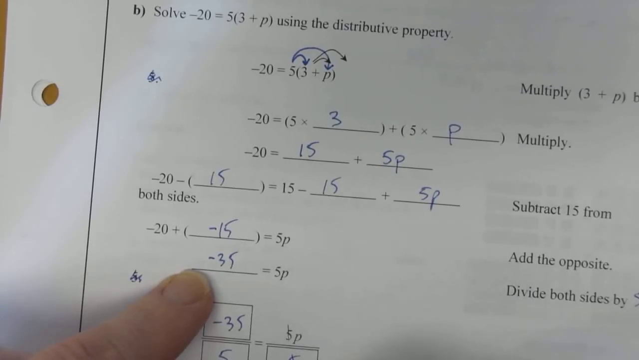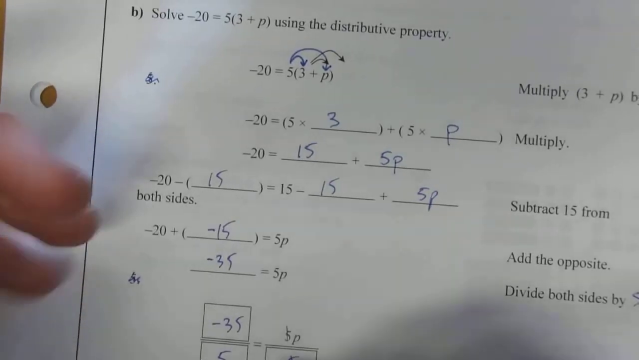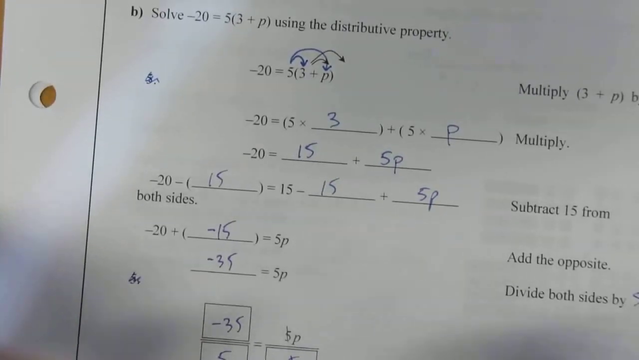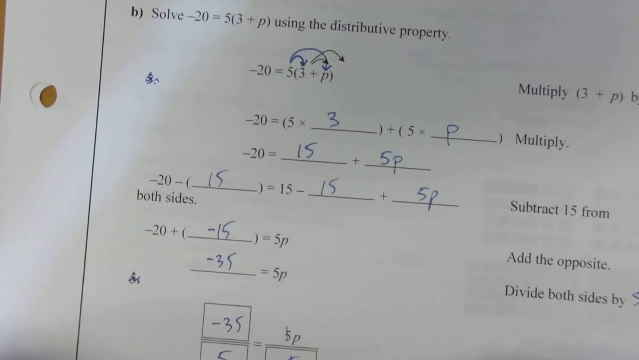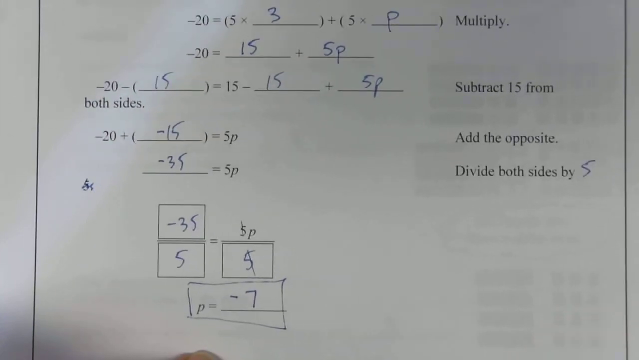So you're left with p is equal to, and then negative 35 divided by 5. 35 divided by 5 is 7. Negative divided by a positive gives you a negative. So p is equal to negative 7. Sorry, and there's the work there. So p is equal to negative 7.